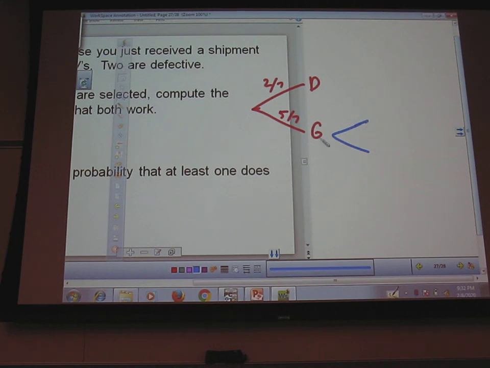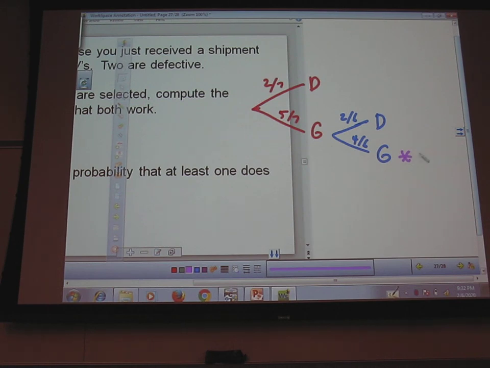So if I pick a good one, for my second one, what can I pick? It could be defective or good. Everybody on board? So if I'm here, how many TVs do I have left? 6. How many of them are defective? 2. So 2 out of 6 defective. How many are good? 4 out of 6. I want the probability that both work. I want to know this probability right there.